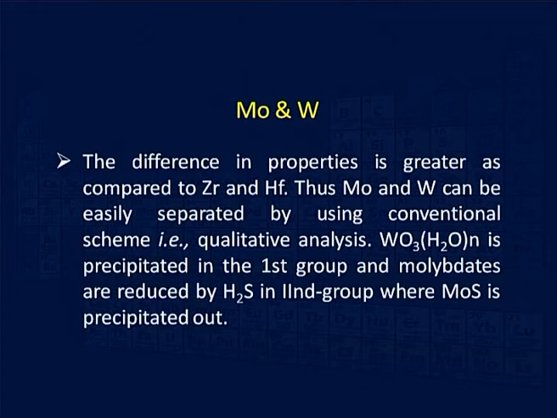You might have studied the separation of these metal ions in qualitative analysis. Tungsten belongs to group 1 while molybdenum belongs to group 2, and therefore, we can easily separate molybdenum in the form of its sulphide by passing H2S gas in qualitative analysis.